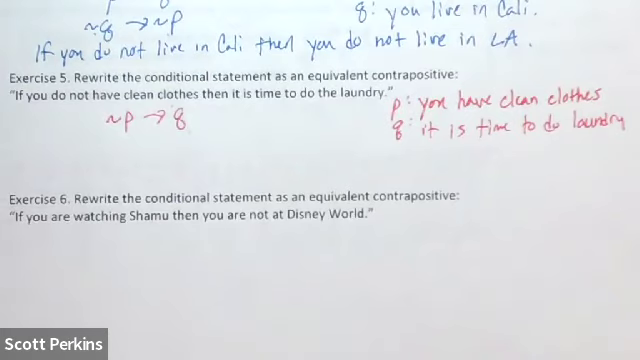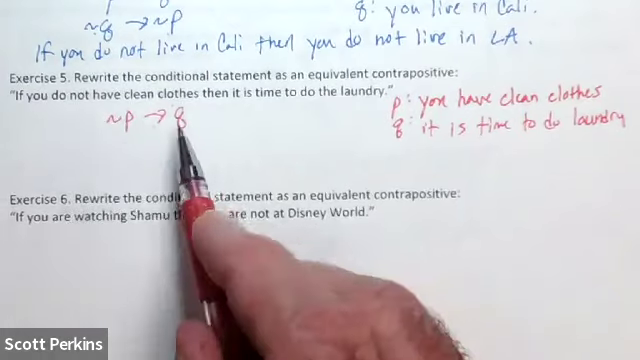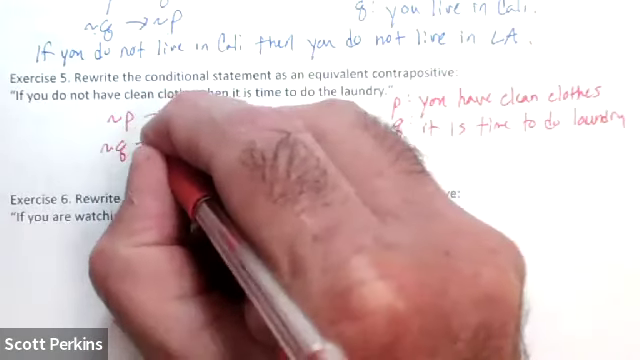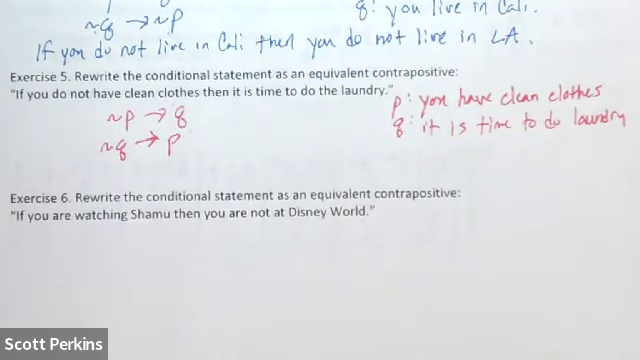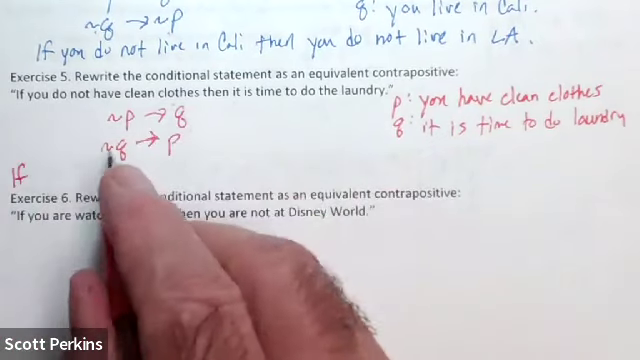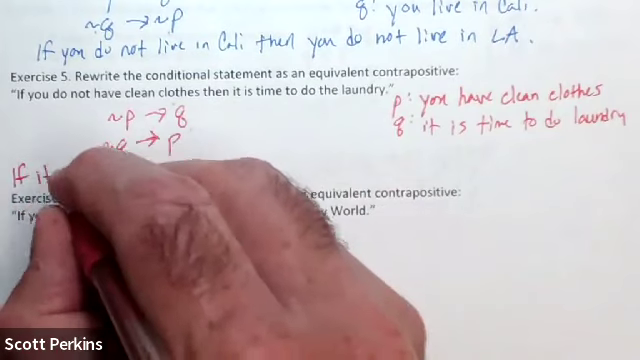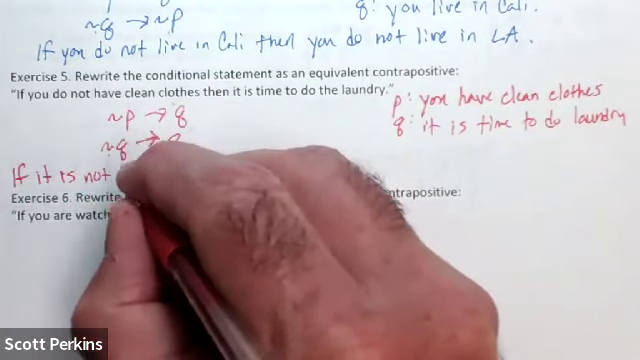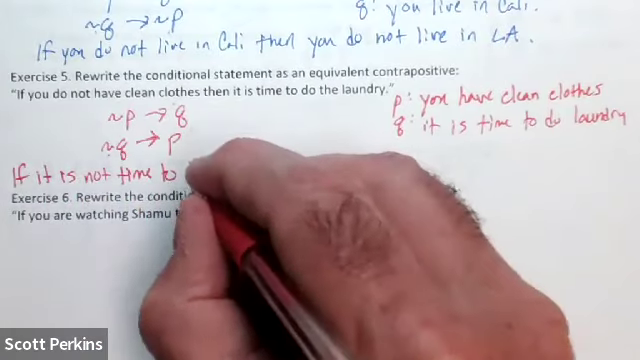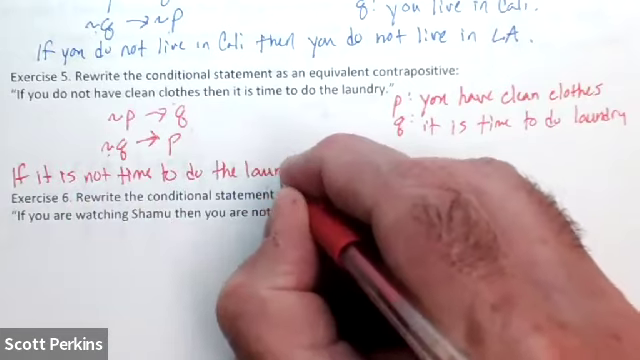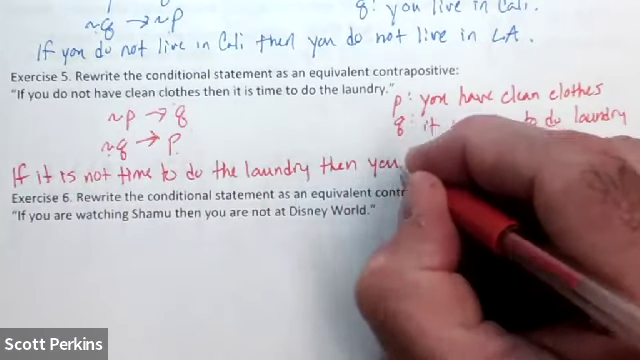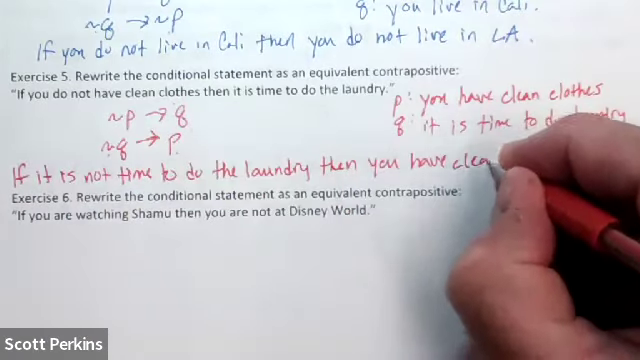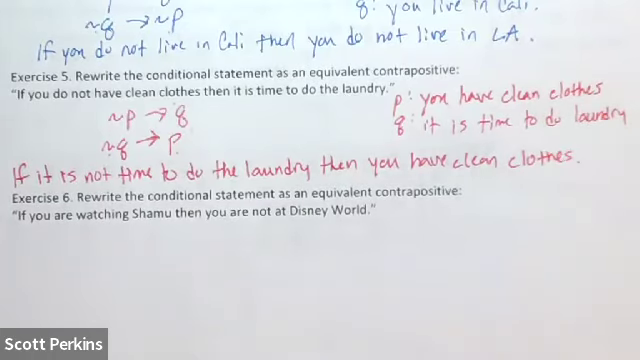And so again, the contrapositive is you flip the order and you negate. So instead of Q, I'm going to have squiggly Q. And then instead of squiggly P, I'm going to negate and I'm going to have P. That's the contrapositive. And now we just write that in words. If it is not time to do the laundry, then P, you have clean clothes. Then you have clean clothes, which are always good. I have clean clothes right now.